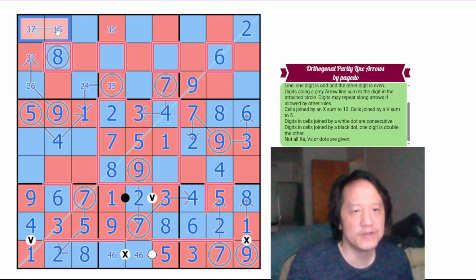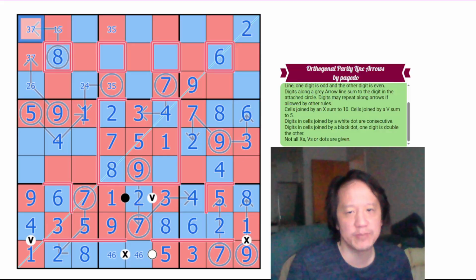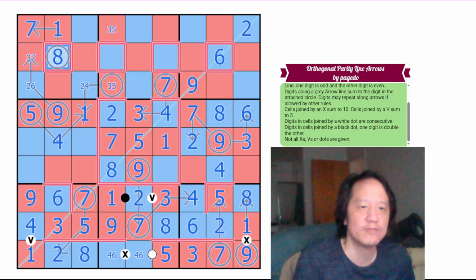If this were 3 and 5 as a pair, that would eliminate all possibilities for that cell. So this cannot be 3 and 5. It must be 7 and 1. That 7 eliminates 7 here, so this must be 3 and 6, adding up to 9 here.